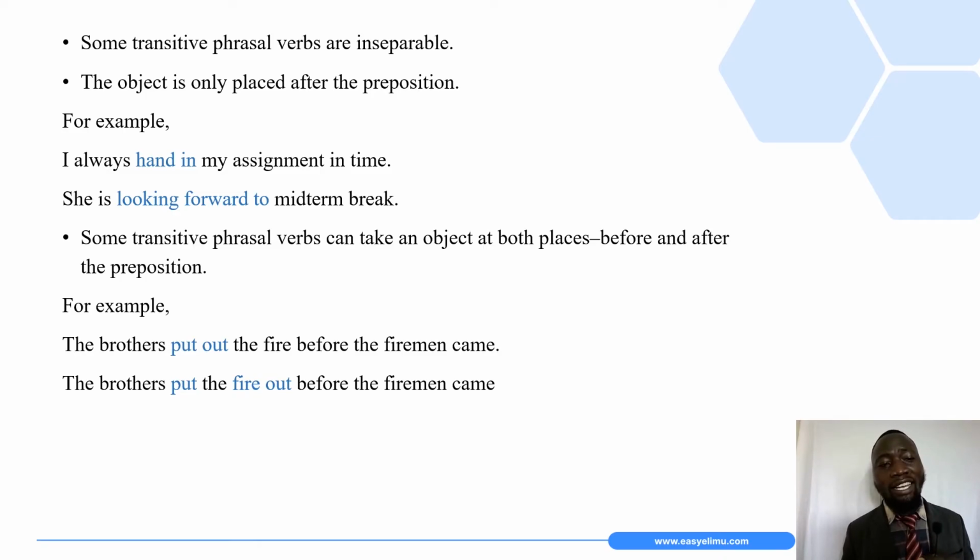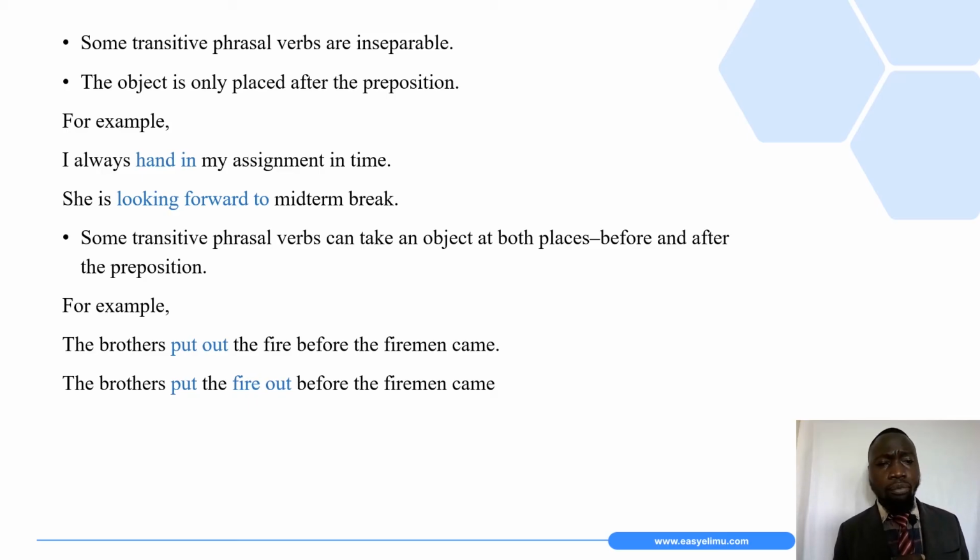For example, if you look at the two sentences that we have: I always hand in my assignment in time. The phrasal verb that we have in the sentence is hand in, meaning to submit. There is no way we can separate the phrasal verb, and if we do that, we will end up with a sentence that has a lot of errors when it comes to the sentence structure. Another sentence is, she is looking forward to midterm break. The phrasal verb again is looking forward to, which again is inseparable.